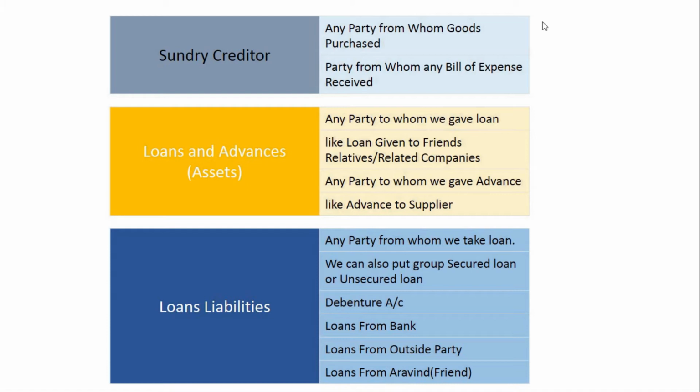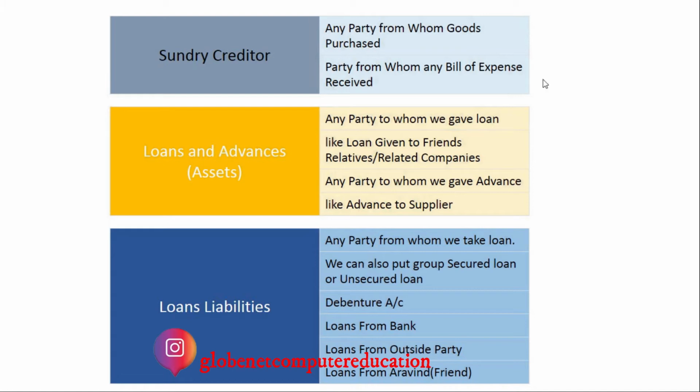We have sundry creditors. Under sundry creditors, any party from whom goods are purchased, and any party from whom a bill of exchange is received. Then we have loans and advances on the asset side: any party to whom we have given a loan, or an advance to a supplier. It can be a loan to friends, family, companies, etc.